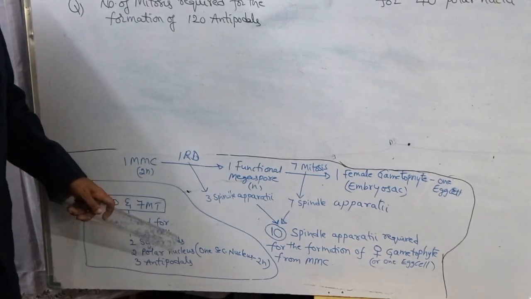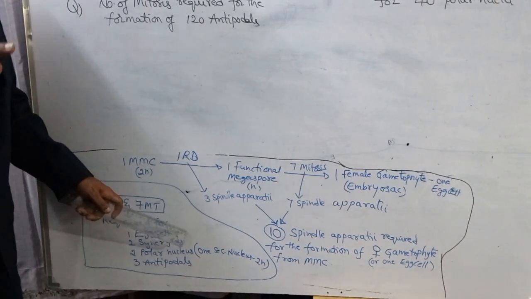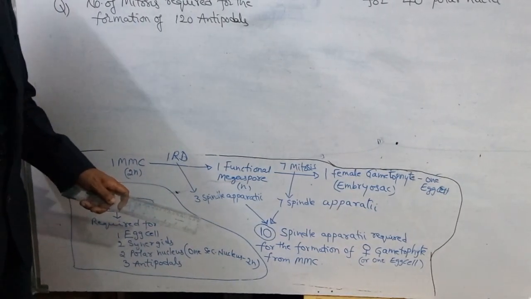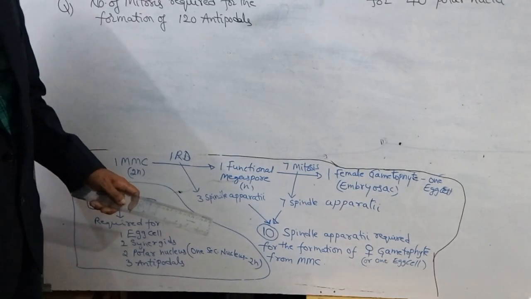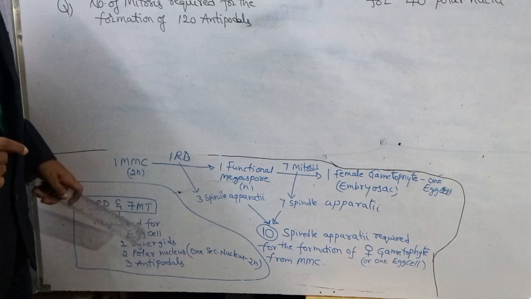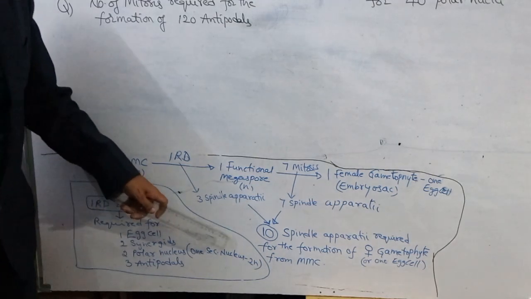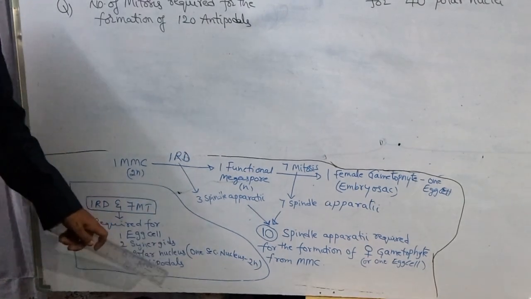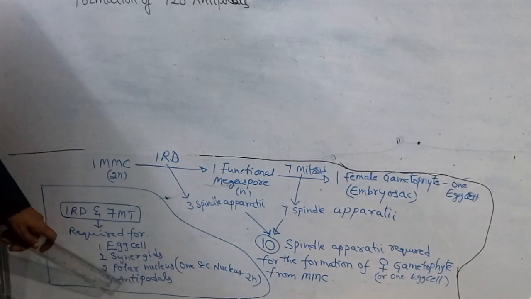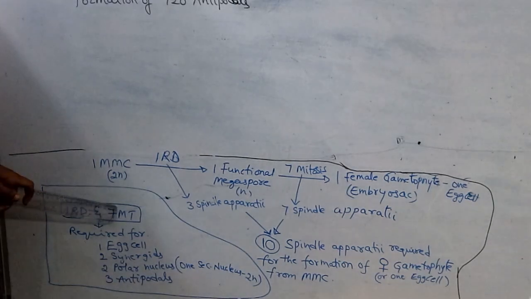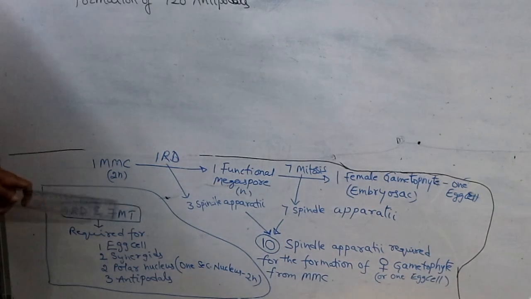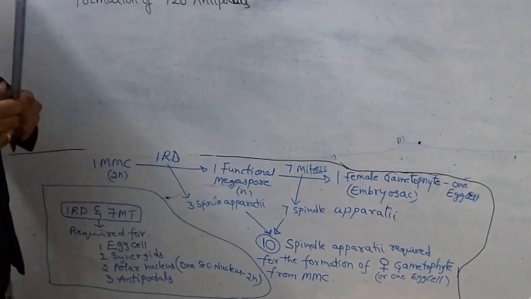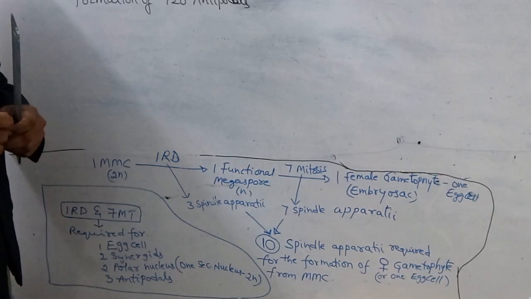Later, these 2 polar nuclei combine together and form 1 secondary nucleus. My dear students, try to remember the ploidy of the polar nucleus. The ploidy of polar nuclei is haploid, but the ploidy of the secondary nucleus is diploid. For the formation of 3 antipodals also, 1 RD and 7 mitoses are required. This is the overall schematic representation. Now we are entering into the problems on megasporogenesis.